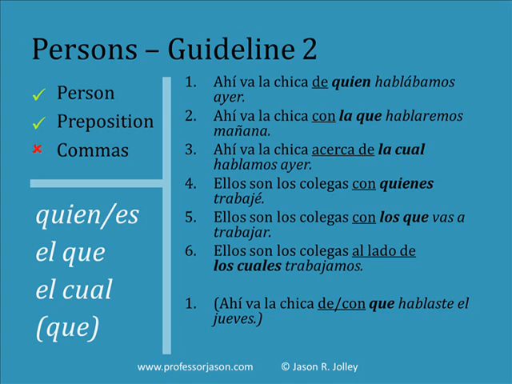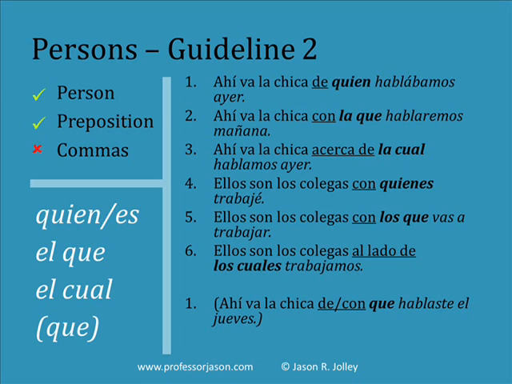Examples. Ahí va la chica de quien hablábamos ayer. There goes the girl of whom we were speaking yesterday. Ahí va la chica con la que hablaremos mañana, with whom we will speak tomorrow. Ahí va la chica acerca de la cual hablamos ayer, about whom we were speaking yesterday, or we spoke yesterday.